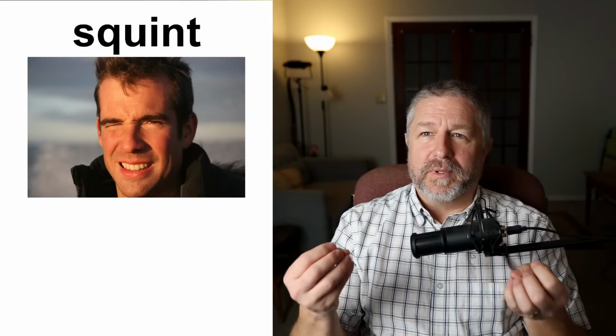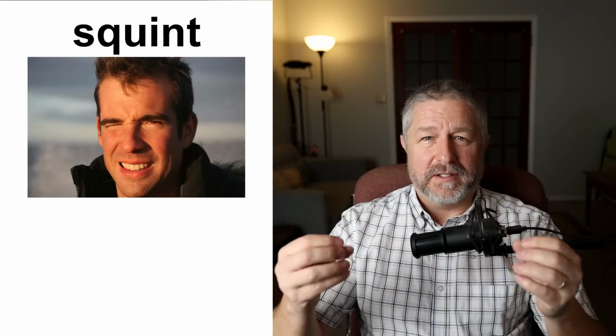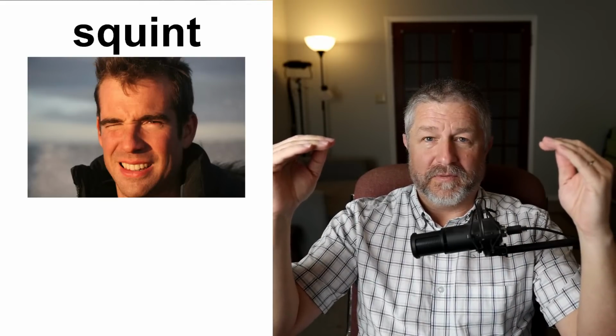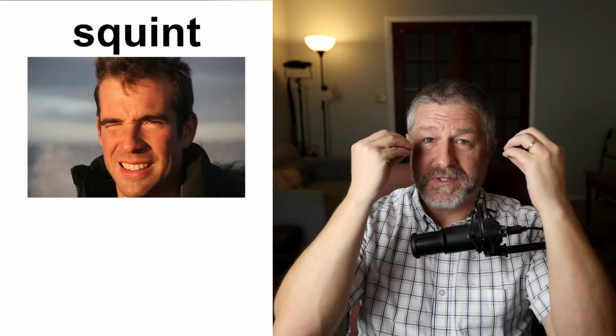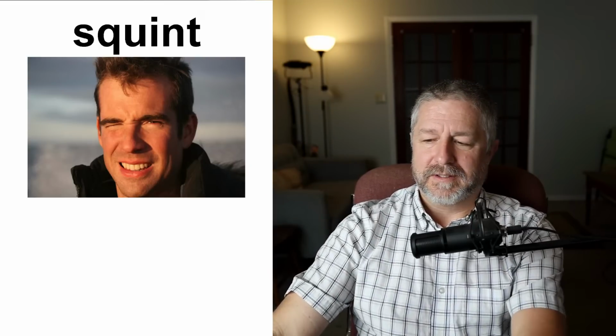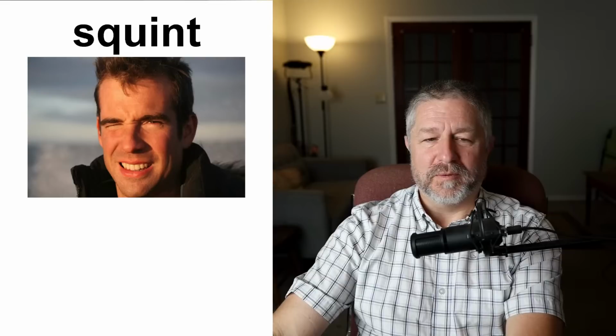A good example would be sometimes at the movie theater, when the movie's done, they turn the lights on full brightness at the end of the movie, and then your eyes are used to the dark, and then you're like, oh, it's really bright. And then you squint a little bit. So to squint means to close your eyes slightly because it is too bright.